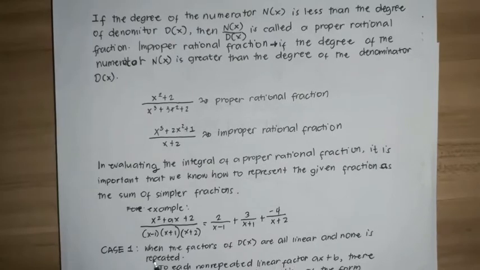For case 1, when the factors of d of x are all linear and none is repeated. When you say linear, a factor of the type ax plus b. Now, if it's not repeated, it does not repeat. To each non-repeated linear factor, ax plus b, there corresponds a partial fraction of the form A all over ax plus b, where A will be a constant value to be determined.